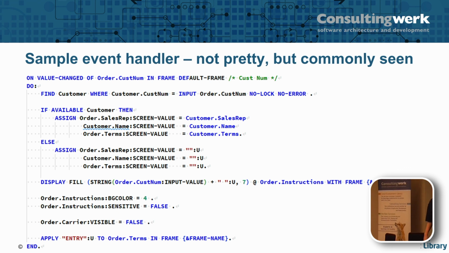it's available, we populate some fields with some values from that record. We display, I mean, this is nonsense here, but we display a value in another field. Another field gets a color of 4, which is red, and becomes insensitive, and the carrier becomes invisible. And the focus goes into that.